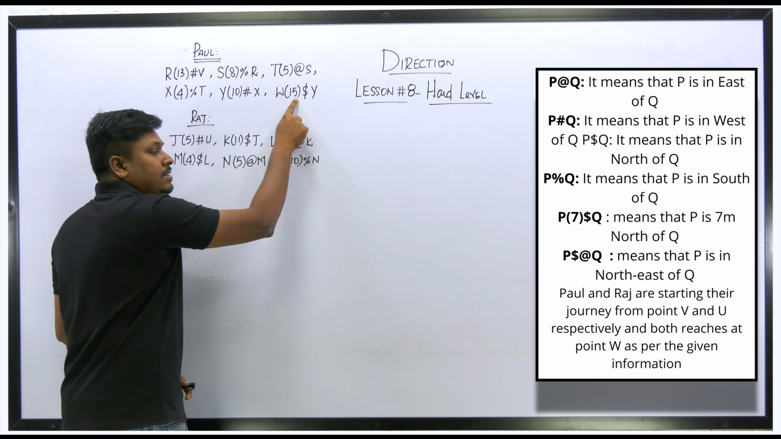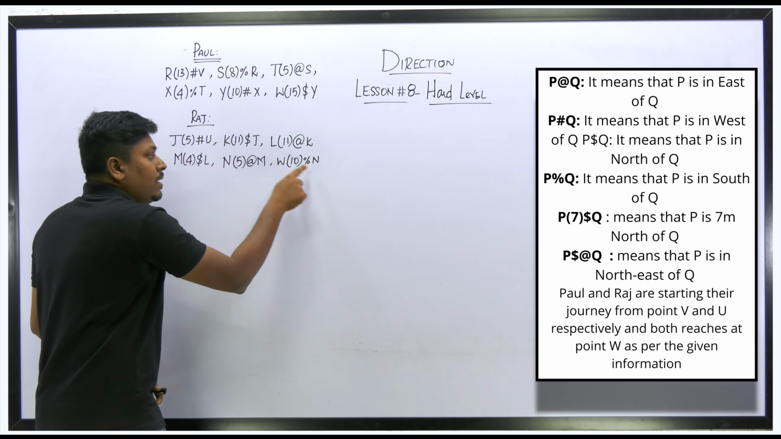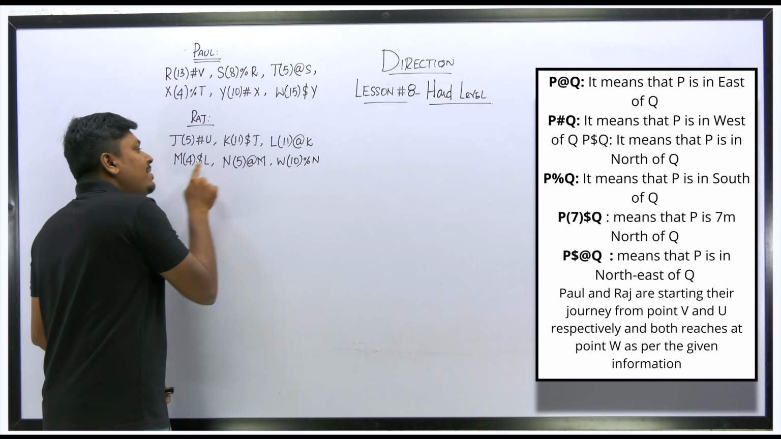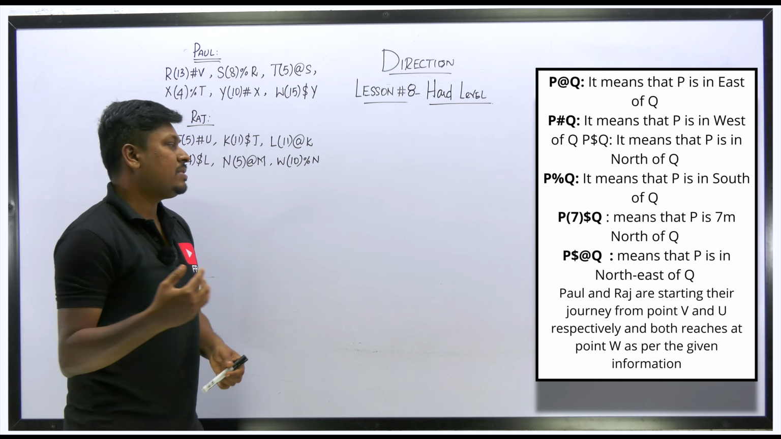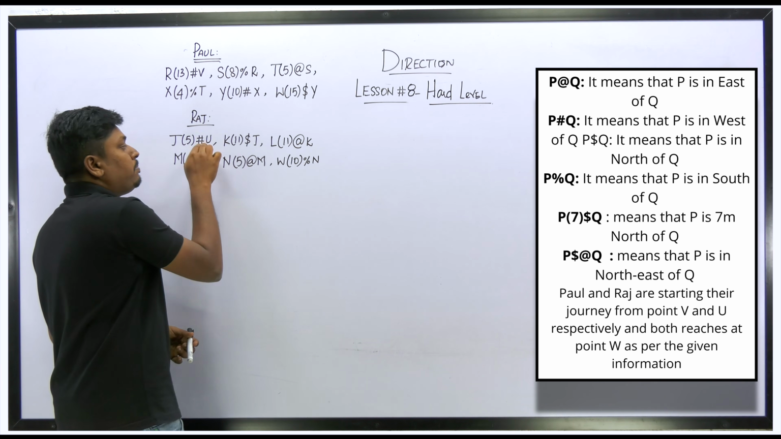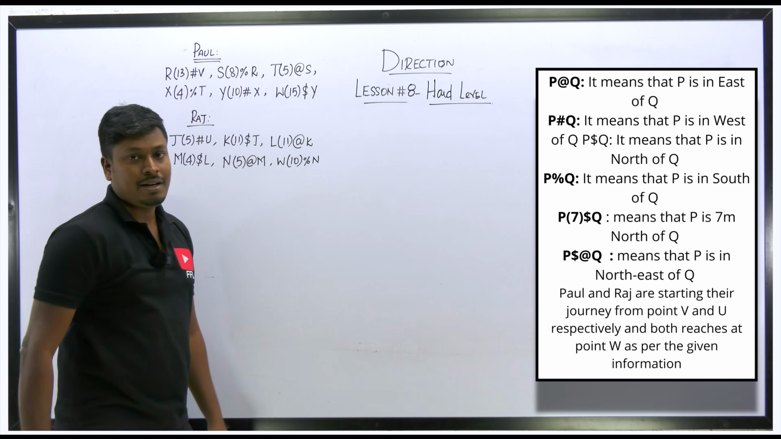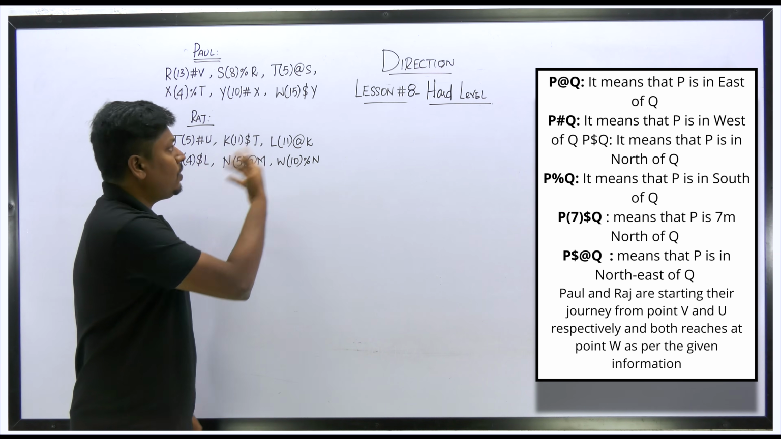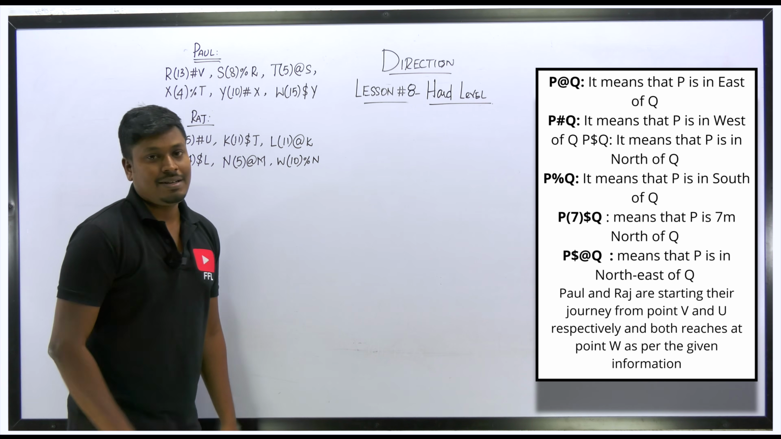So after this, don't draw the diagram from the starting point U. Draw the diagram for Raj from the reverse direction, so it will be easy to solve. That's what I am saying, because some students will draw for Raj also from the starting point U, and it will feel confusing. That's the reason I am saying. If you can't understand what I am saying, let me move on to the diagram so that you can understand it easily.